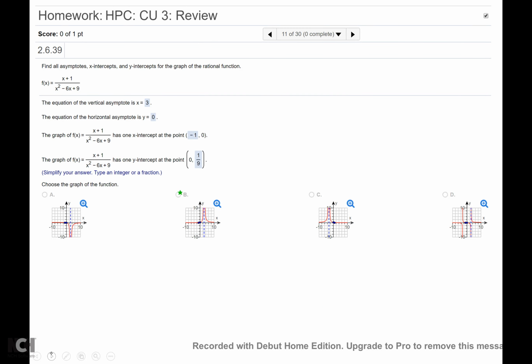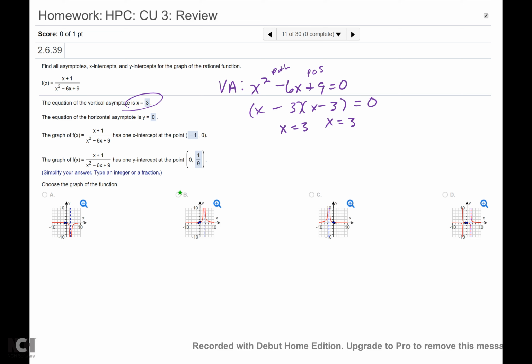Find all asymptotes, x-intercepts, and y-intercepts for the graph of the rational function. So again, for my vertical asymptotes, we are going to set the denominator equal to 0 and solve it. This should be an easy factor. A is 1. Factors of 9 that make 6 are 3 and 3. Since C is positive, they both get the middle, which means x equals 3 and x equals 3. So the equation of the vertical asymptote is x equals 3.